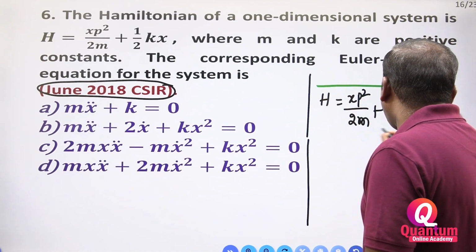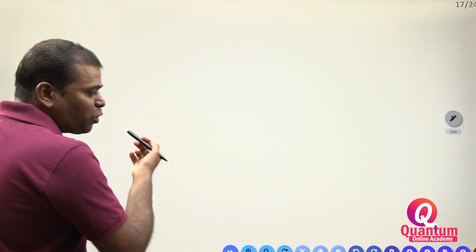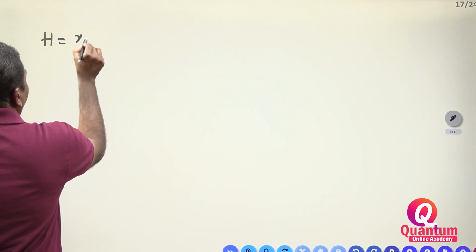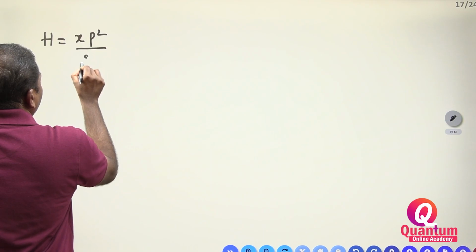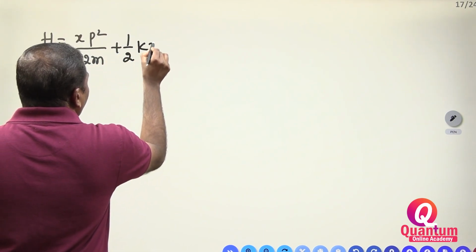So we are taking a Hamiltonian. First Hamiltonian we have to take. So next page I have to take, a fresh page. Once I have to do this one. Once you have to see what they are giving: Hamiltonian, x p square divided by 2m plus 1 by 2 k into x they are giving.